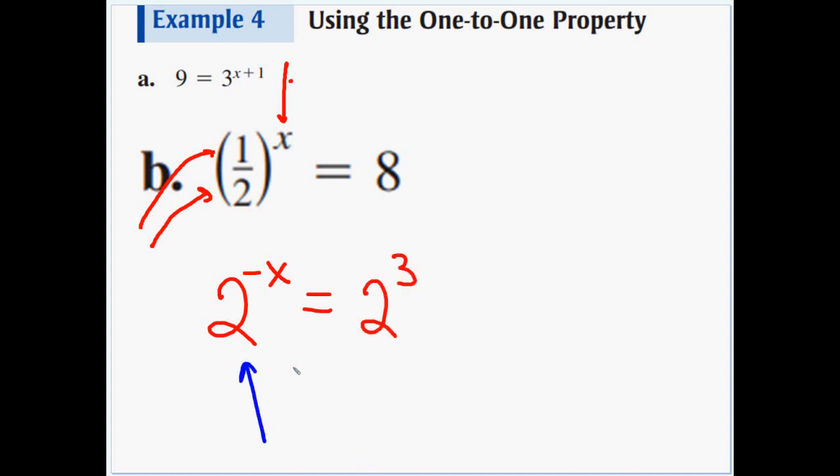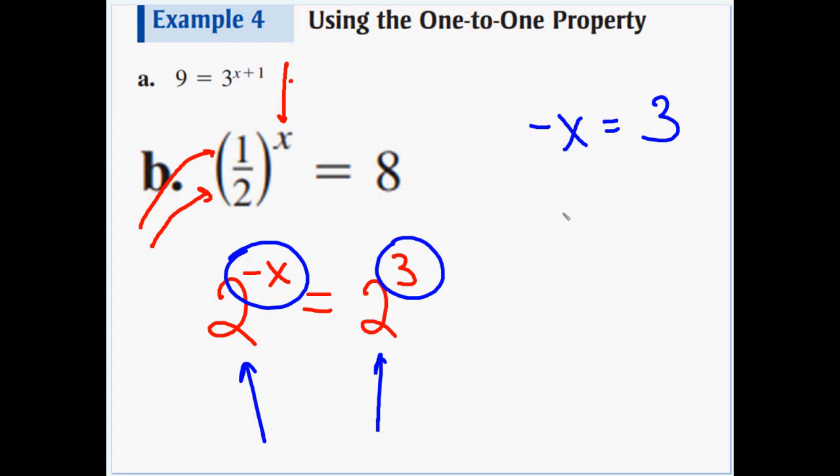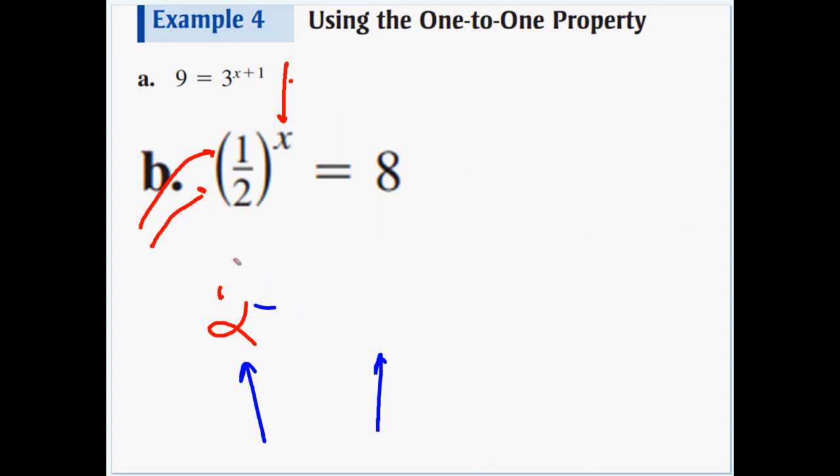So one-to-one property says if these bases are the same, we can set this exponent equal to this one. And to get x to be by itself and to be positive x, we would divide both sides by a negative. X is -3. So there's the one-to-one property.